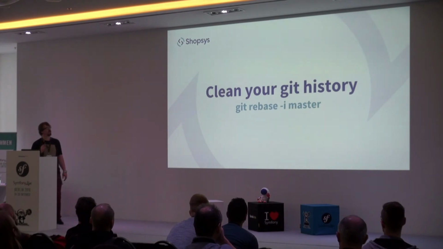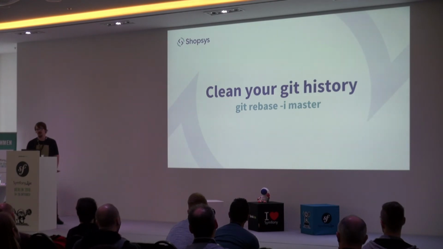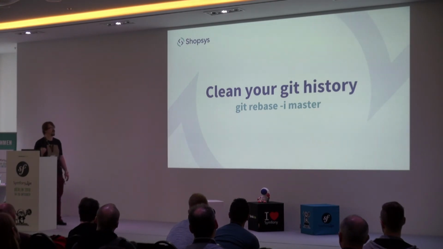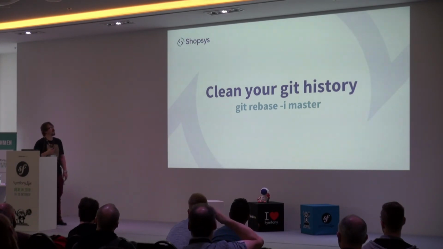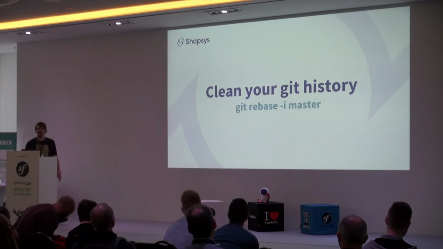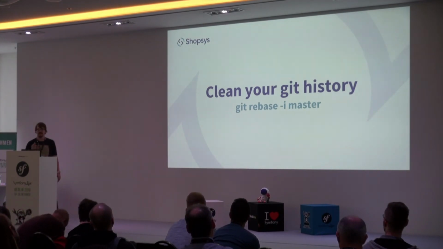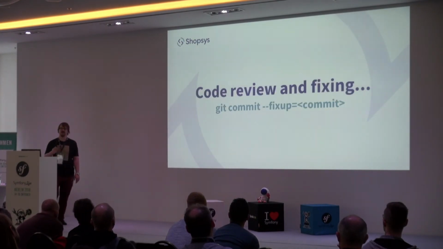So before we want to push that, we just use git rebase interactive on master, and we clean our Git history. We do all the stuff I've just taught you. And we fix the history and really clean it nicely. Then we will push the feature branch and send it to code review.